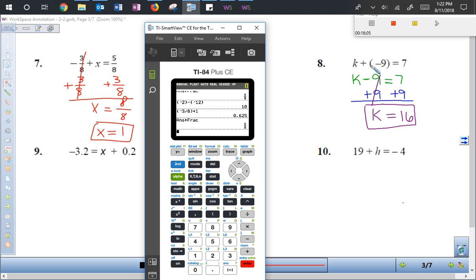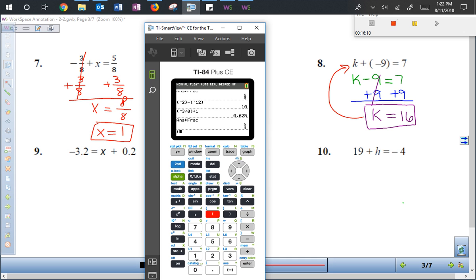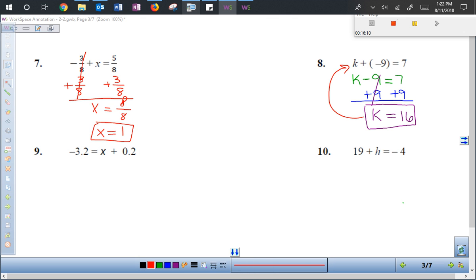Alright, when you substitute it back in, don't forget you want to substitute it back into the original equation. So we should have parentheses 16 plus parentheses negative 9, which gives us a result of 7, which is what we wanted. Alright, now what I'd like you to do is pause the video and complete number 9 and 10 on your own or with a table partner.